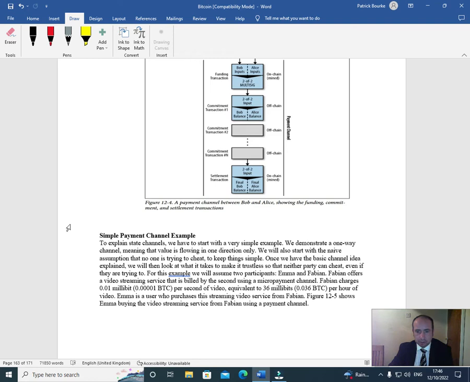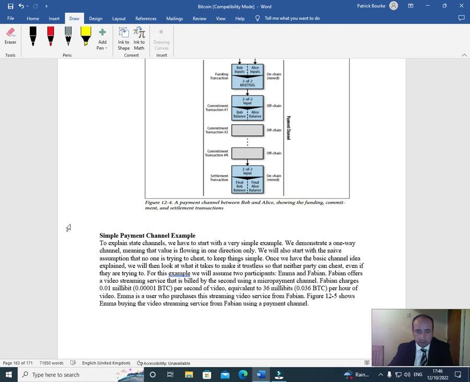We will also start with the naive assumption that no one is trying to cheat, to keep things simple. Once we have a basic channel idea explained, we will then look at what it takes to make it trustless so that neither party can cheat, even if they are trying to. For this example, we'll assume two participants, Emma and Fabian.